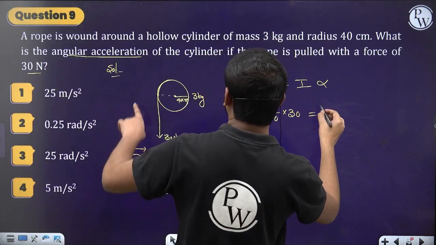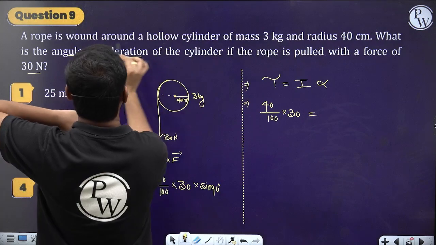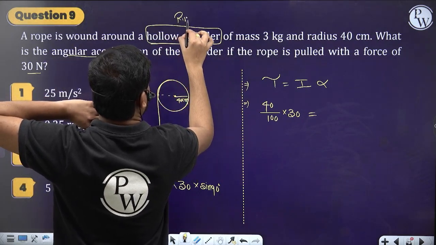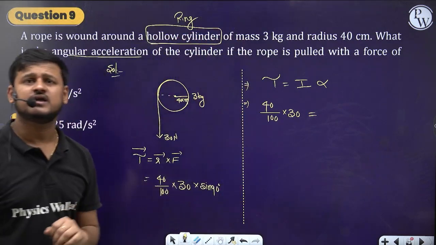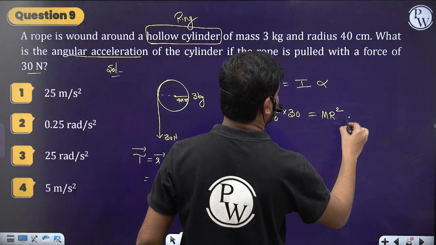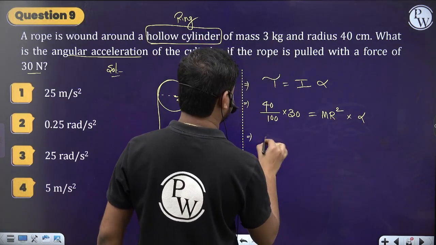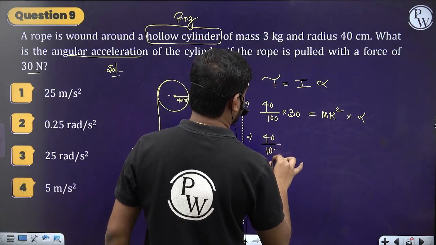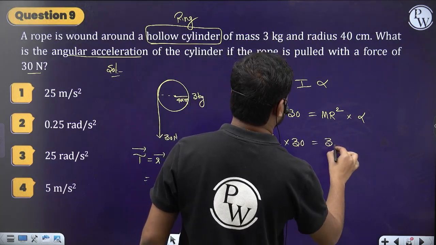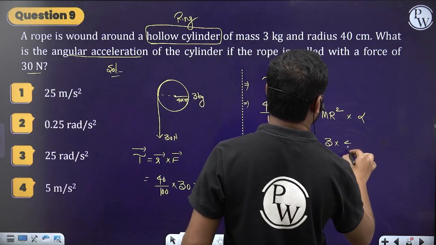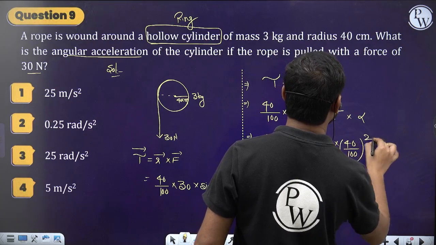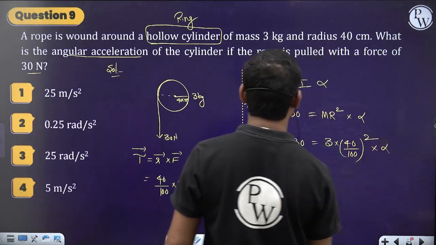So I is the moment of inertia of the hollow cylinder. Hollow cylinder means same as the ring, right? So simply you can substitute mr square. The only unknown is alpha now. So simply substitute the values: 40 by 100 into 30 is equal to mass 3 kg, radius 40 by 100 whole square, into alpha. Now do the calculations.